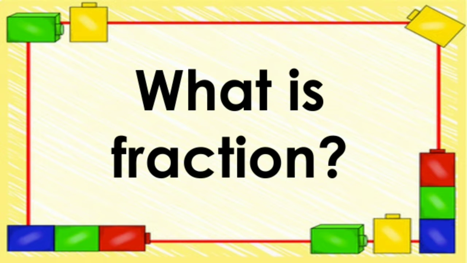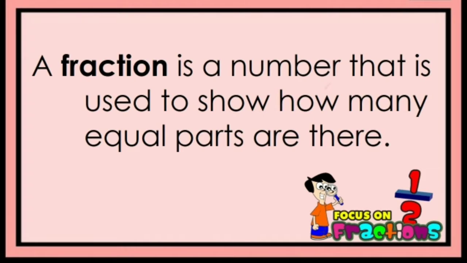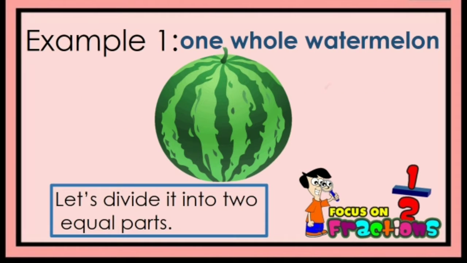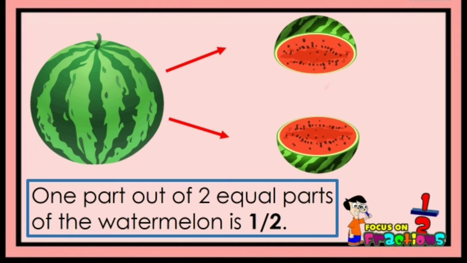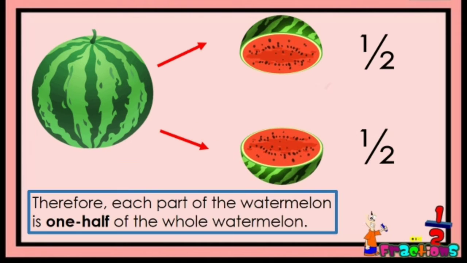What is a fraction? A fraction is a number that is used to show how many equal parts there are. Let's have an example. This is a watermelon. It is 1 whole. If we divide it into 2 equal parts, 1 part out of 2 equal parts of the watermelon is 1/2. Therefore, each part of the watermelon is 1/2 of the whole watermelon.